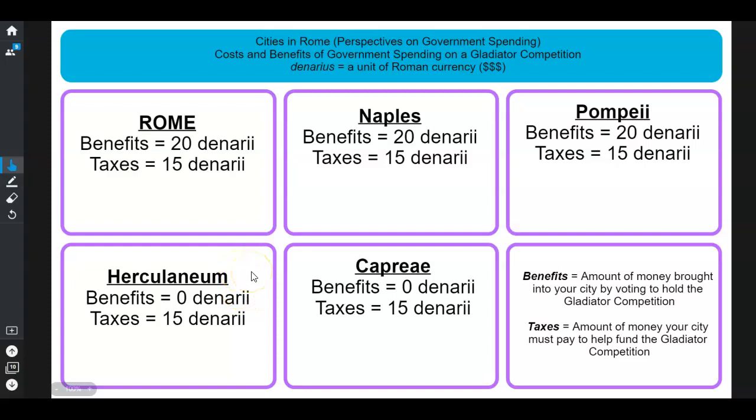They don't get any money coming into their city because of this event happening, but they're still paying the same amount in taxes. So their city is losing 15 denarii and gaining nothing back for the privilege of hosting or having a gladiator competition hosted by the emperor in Rome.